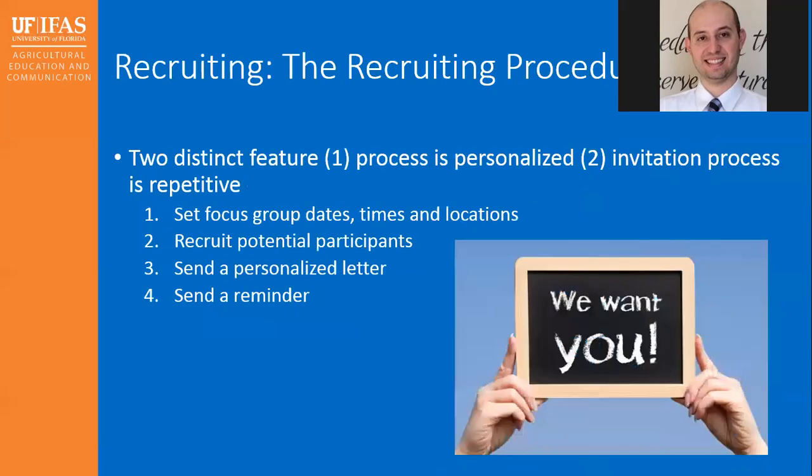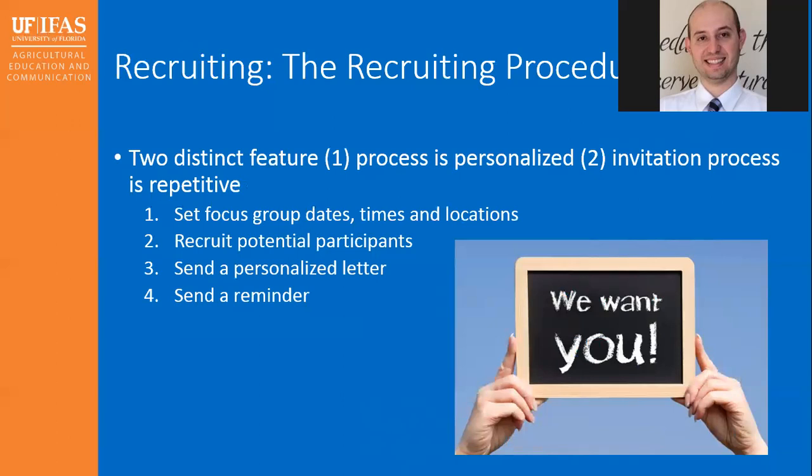So there are two distinct qualities of successful recruiting. The first is that the process is personalized. This means that each invited person feels that he or she has been personally asked to attend and share his or her opinions. So you want to make sure that you went out of your way to link up with them individually, personalizing the process and showing them that their time is valued.